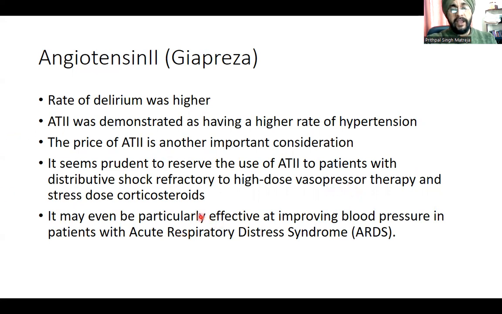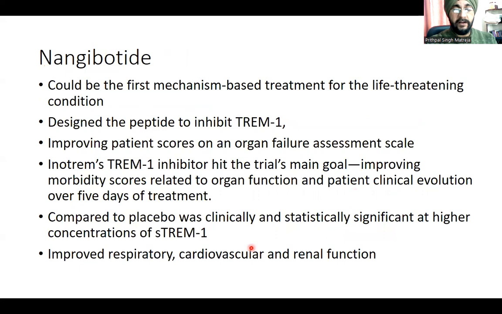This particular drug has also been found to be particularly effective at improving blood pressure in patients with acute respiratory distress syndrome. So that could be one of the indications where this drug could be used.